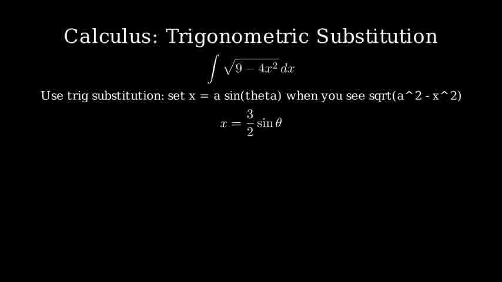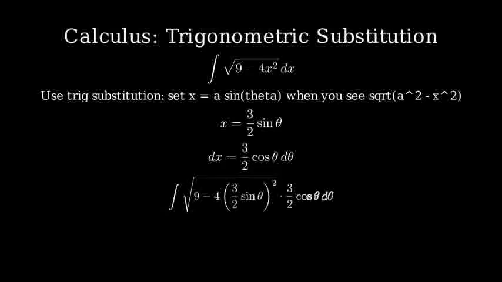Next, let's find the differential dx by taking the derivative of x with respect to theta. The differential of x is 3 halves times cosine of theta. We're going to substitute this into the integral, and also substitute x equals 3 halves sine theta.